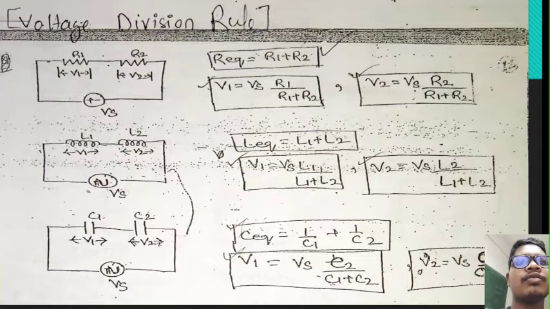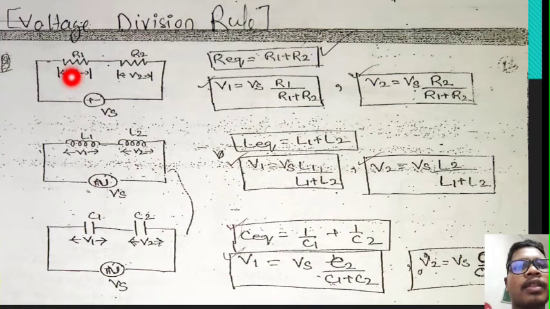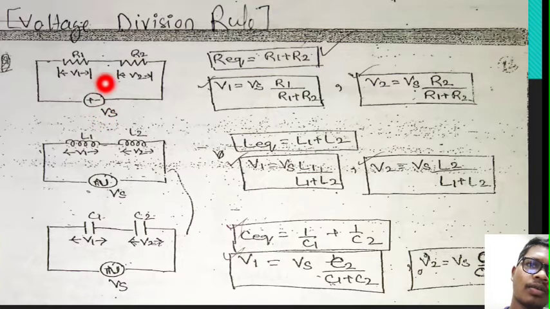Now come to the voltage division rule. See here, one voltage source is connected to a resistance R1 and a resistance R2, and both the resistances are in series. So that's why the equivalent resistance is equal to R1 plus R2. If we want to find the voltage V1, then it is total voltage into that resistance R1 divided by total resistance. It is opposite to the current rule. Okay. And like that, if you want to find the voltage V2, then voltage source Vs into the same resistance R2 divided by total resistance, that is R1 plus R2.